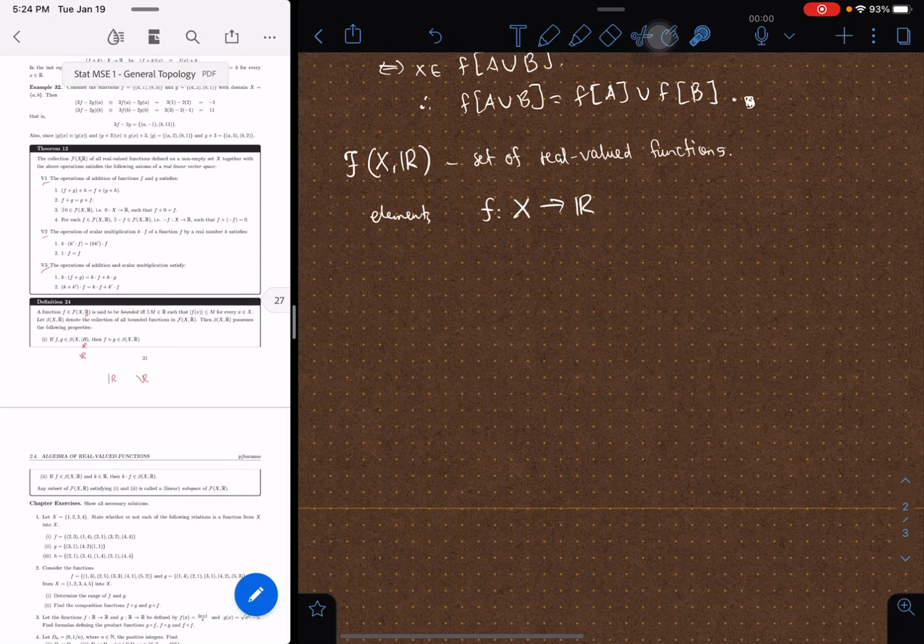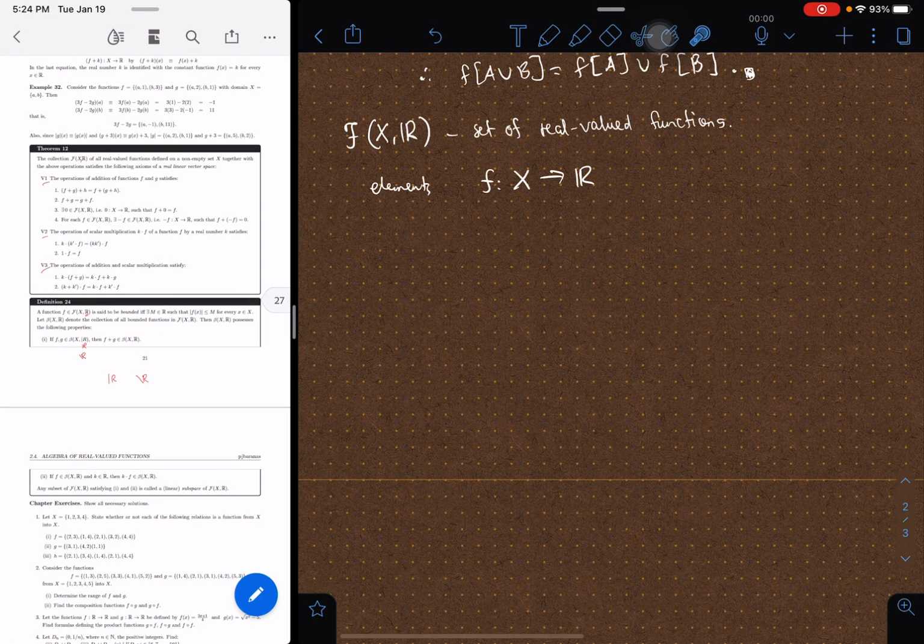Let's have another example. Suppose G is a mapping from {A, B, C} to R given by G of A equals negative 3, G of B is equal to 1, and G of C is equal to negative 5.